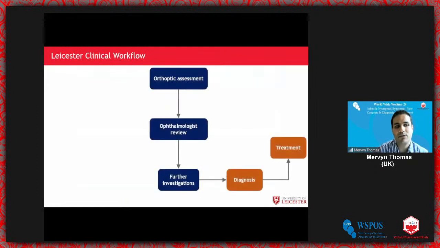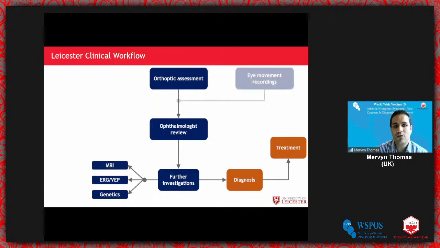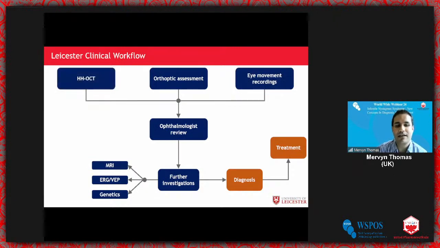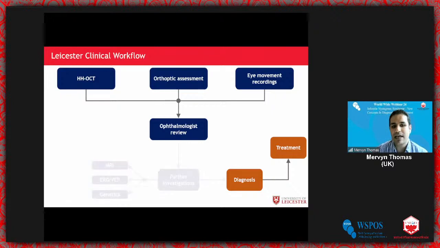So in Leicester, previously what we used to do is we had orthoptic assessments followed by the ophthalmologist reviewing. You might decide to do further investigations, diagnose and treat. And the further investigations can range from a number of different modalities. And then over time, eye movement recordings also became more frontline. And more recently, what we've been doing is using handheld OCT quite early on. So every patient that comes through, by the time they come to see the ophthalmologist, they have already a large amount of data to make clinical decisions. And what this in turn means is that increasingly we're doing fewer other investigations because we're arriving at a diagnosis much earlier on.